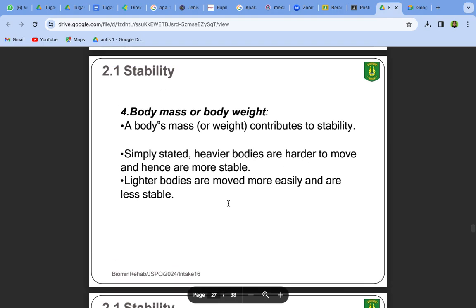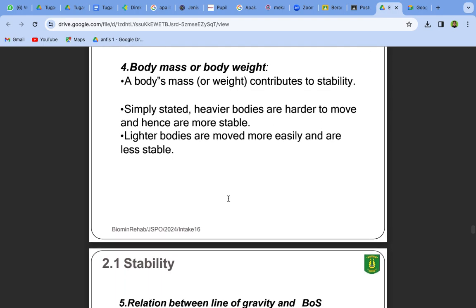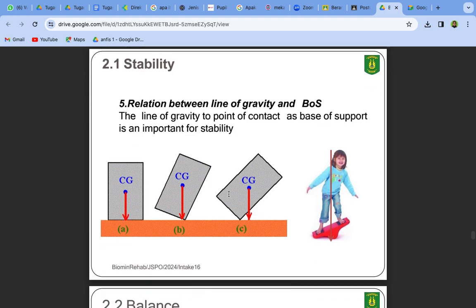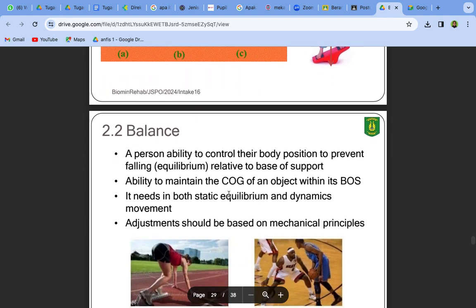Okay, the next, body mass or body weight. Body mass or weight contributes to stability. Simply stated, heavier bodies are harder to move and hence are more stable. Lighter bodies are moved more easily and are less stable. The next one, relation between line of gravity and BOS. The line of gravity relative to the point of contact, the base of support, is important for stability.